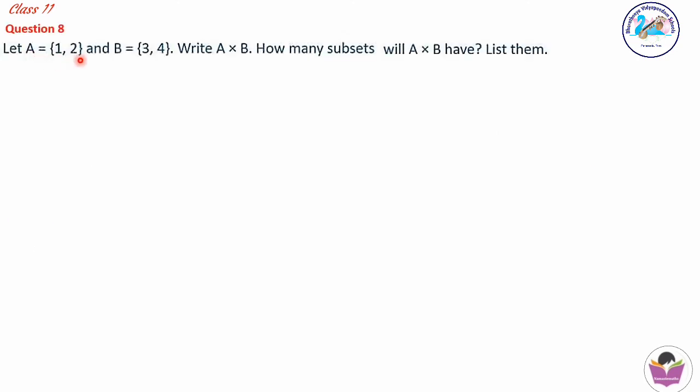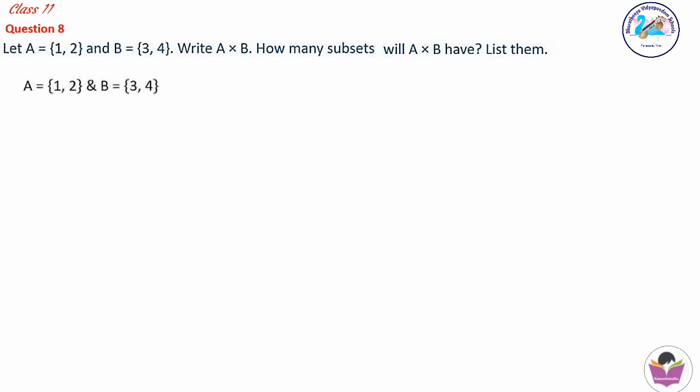Move on to the 8th question. Let A equal the set {1, 2} and B equal the set {3, 4}. Write A cross B. How many subsets will A cross B have? List them. Two sets A and B are given, and we first have to write A cross B. A cross B is a set, and we have to find how many subsets there will be. For the number of subsets we know the formula 2 power n. Then, not only writing the number of subsets, we have to list them also, so all the subsets we have to write. That is the question. Simple question, so let's do it step by step.